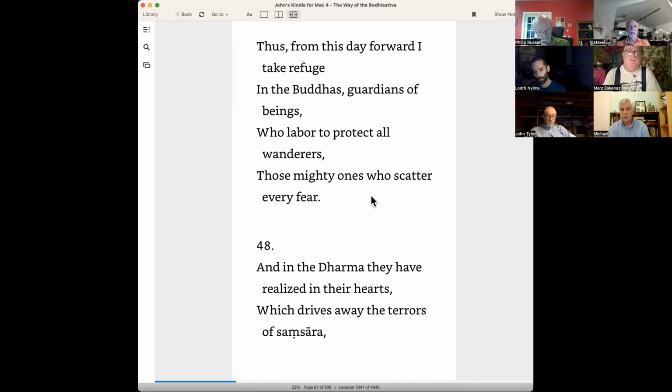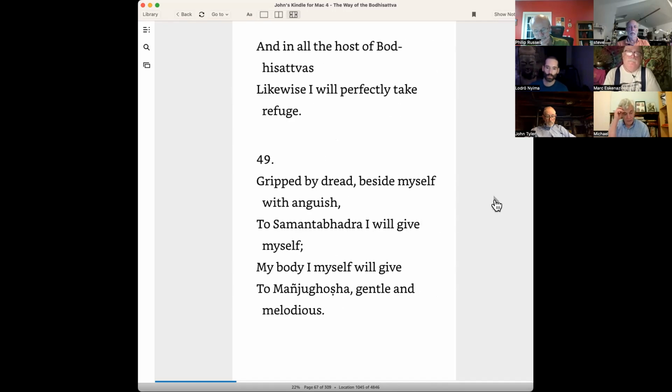Thus, from this day forward, I take refuge in the Buddhas, guardians of beings, who labor to protect all wanderers, those mighty ones who scatter every fear. And in the Dharma they have realized in their hearts, which drives away the terrors of samsara. And in all the host of bodhisattvas, likewise I will perfectly take refuge.